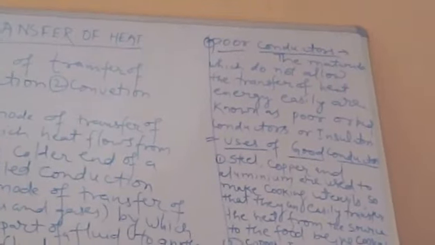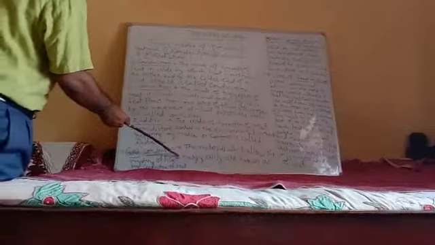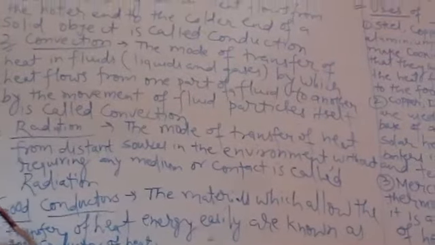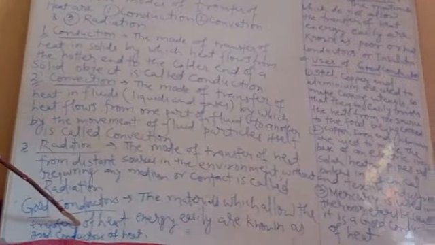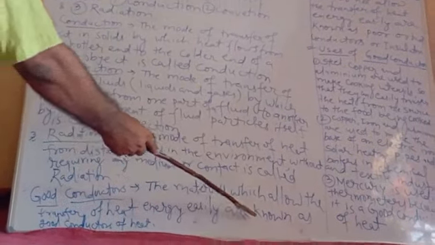Another one, you can see, to whom we call as a good conductor: the materials which allow the transfer of heat energy easily are known as good conductors of heat. What are the good conductors? The materials which allow the transfer of heat energy easily are known as good conductors of heat.